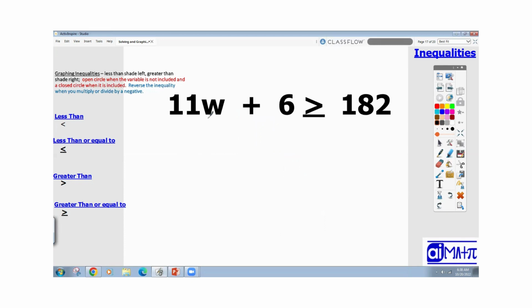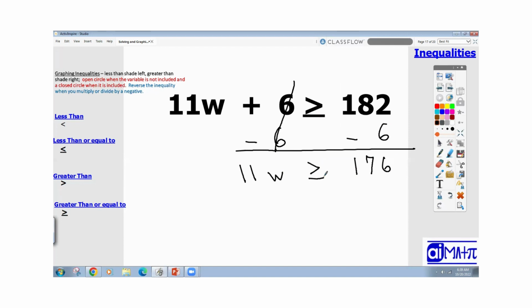The next problem says 11w plus 6 is greater than or equal to 182. And I want to do the opposite of adding 6, which is subtracting 6. 6 minus 6 cancels out. I have 182 minus 6, which gives me 176. Drop down 11w greater than or equal to 176. And because they are multiplying by 11 with this w, the w is the only thing that I care about, remember. I want to divide by 11.